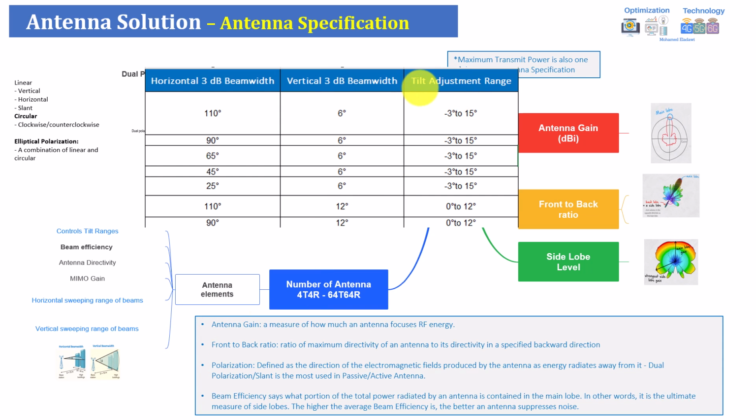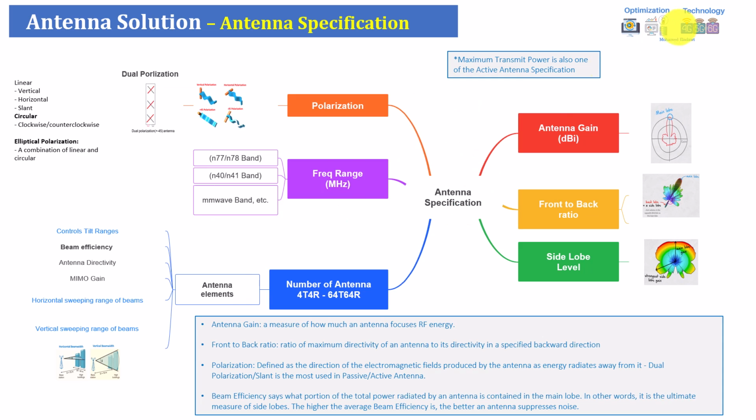And you can also see here the tilt adjustment, which, as we mentioned before, is controlled by the antenna elements in general, and you have different ranges for each antenna. The last one I would like to explain is polarization. Actually, this is antenna polarization, and it is really very, very important. We have different types as mentioned here, but let's quickly recap.